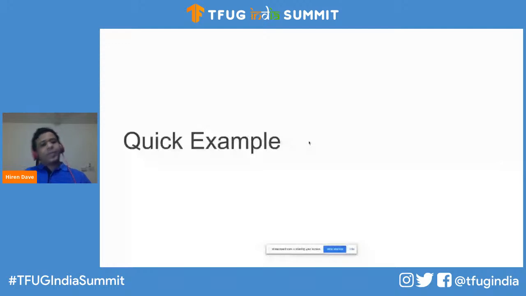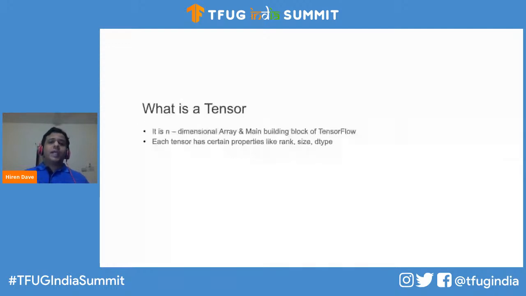And let's understand the basic terms. So the first basic term is tensor. What is a tensor? A tensor is an n-dimensional array, and it's the main building block of TensorFlow. You can create an n-dimensional array. So here what we defined was a single-dimensional array. You can create a matrix. You can have a 2-dimensional, 3-dimensional, n-dimensional array, which is your main building block.